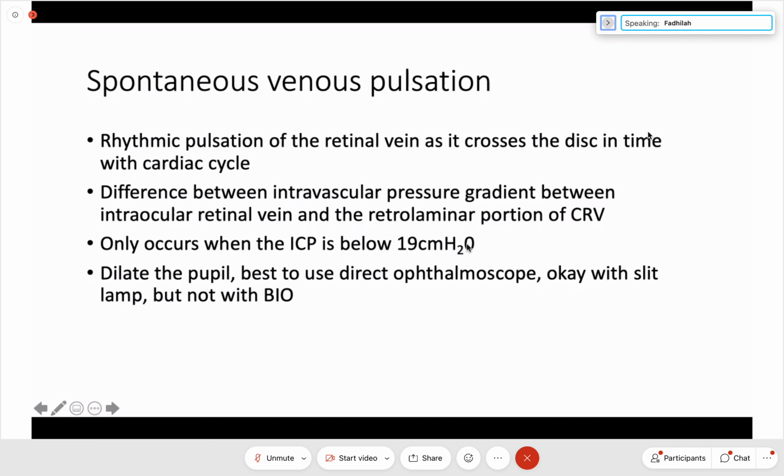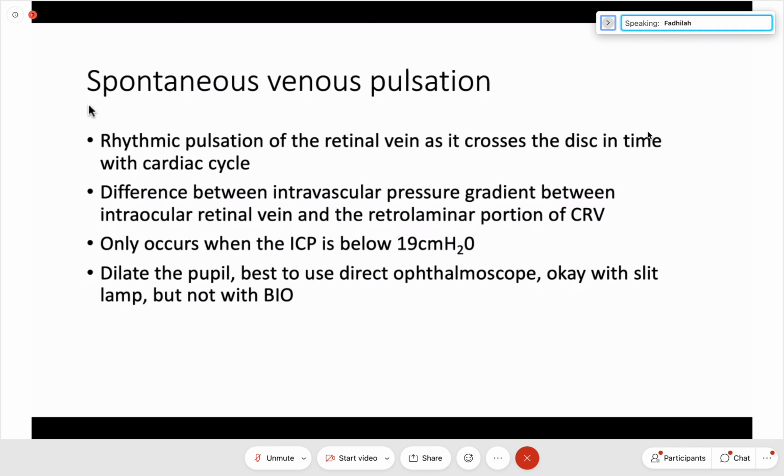Spontaneous venous pulsation. Hang on there. What is this annotation? Spontaneous venous pulsation is defined as rhythmic pulsation of the retinal vein as it crosses the disc, and the pulsation is in time with the cardiac cycle, right? With the systole and diastole.